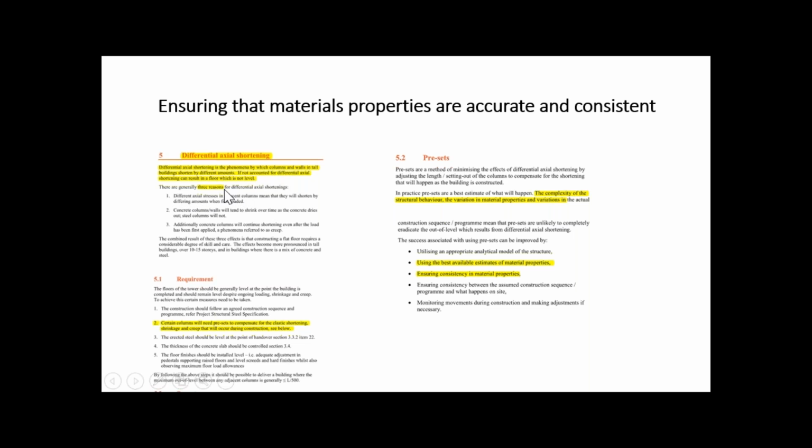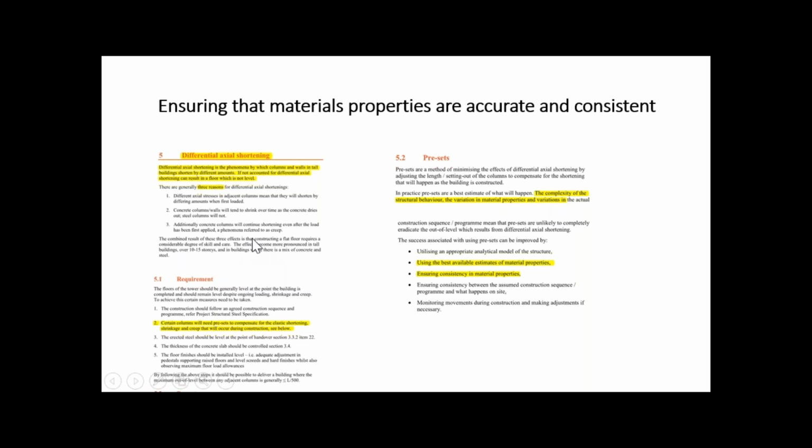And as he describes here in his outline, there are 3 reasons for this. One, differential axial stresses in the adjacent columns mean that they will shorten by differing amounts when first loaded. Concrete columns and walls will tend to shrink over time as the concrete dries or cures out. Steel columns will not. Additional concrete columns will continue shortening even after the load has been applied, a phenomenon referred to as creep.